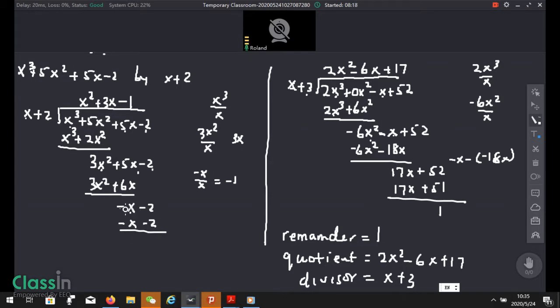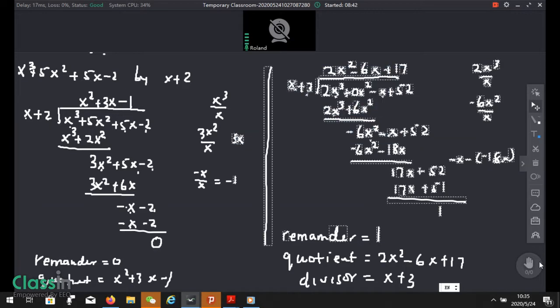So we subtract. Negative x minus x is 0. Negative 2 minus negative 2 is 0. So the remainder is 0. The quotient is x squared plus 3x minus 1.